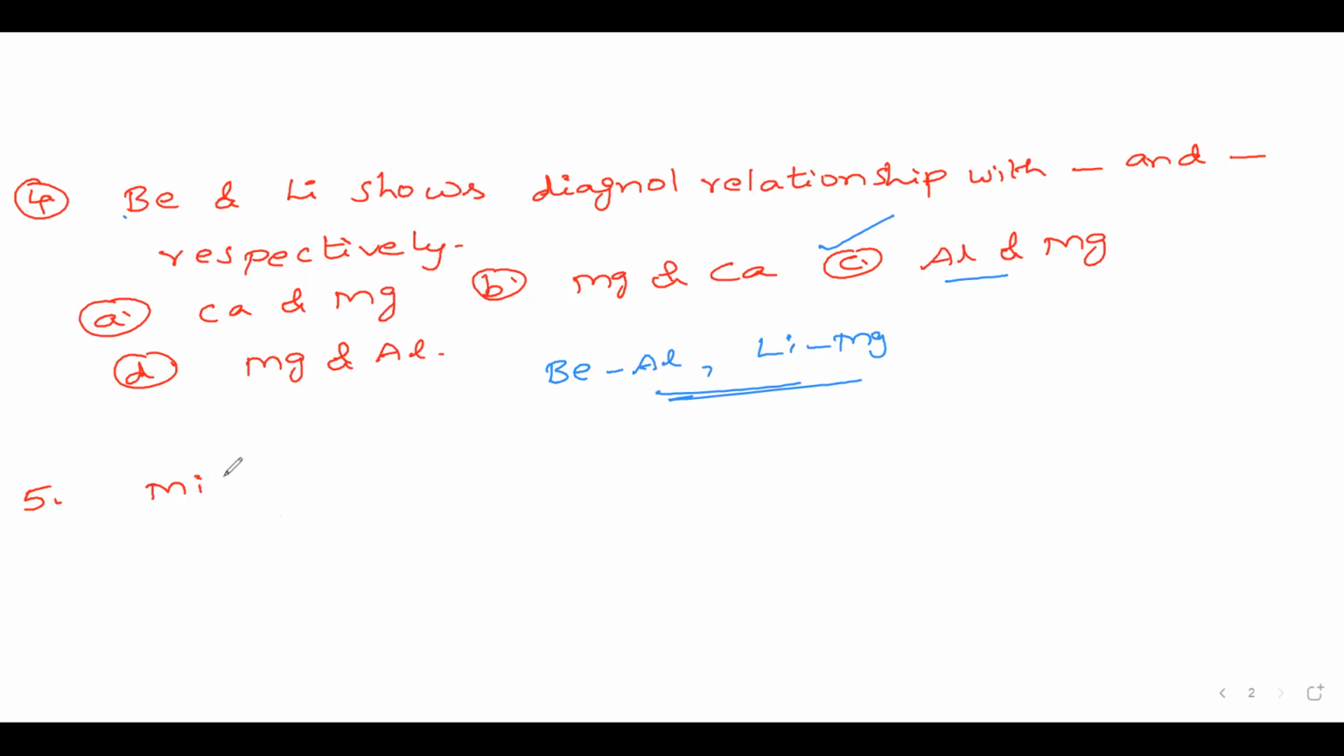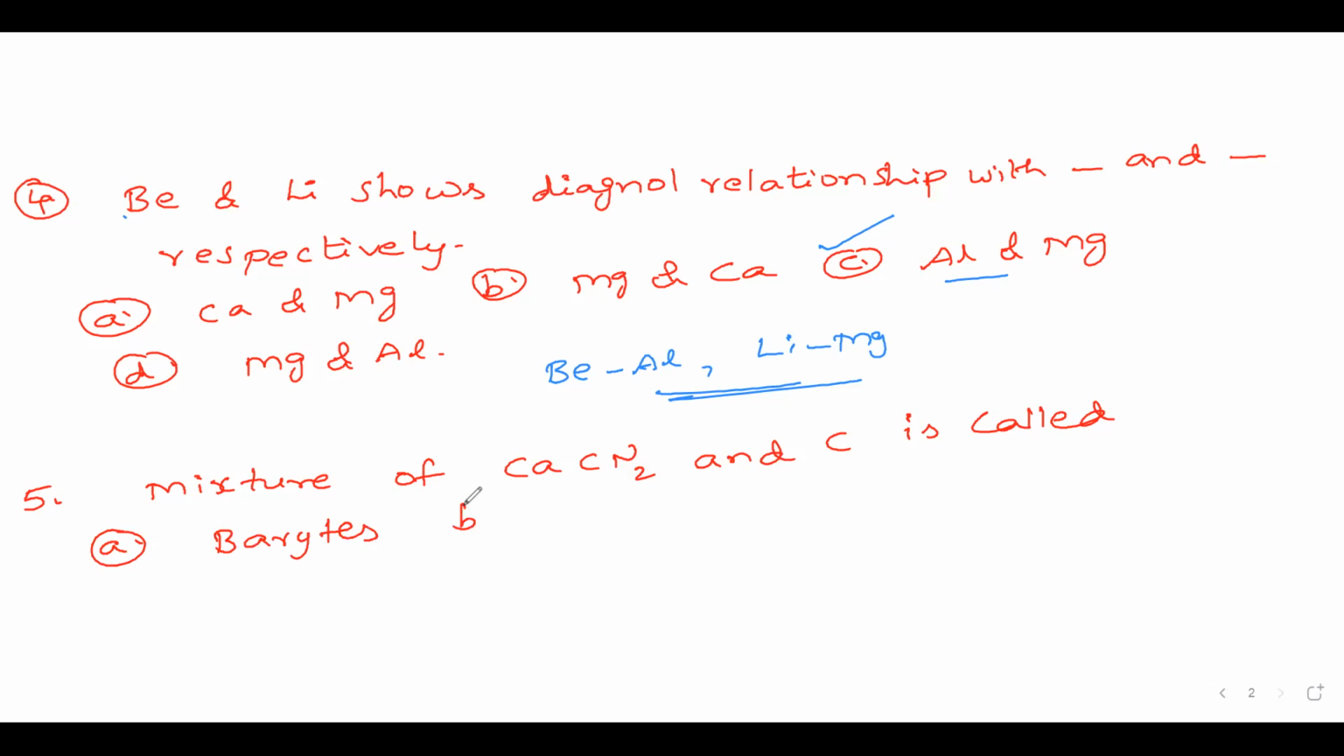Mixture of calcium cyanide, CaCN2, and carbon is called. Option A, barytes. Option B, anhydrite. Option C, nitrolim. Very, very important, this compound. And option D, gypsum.